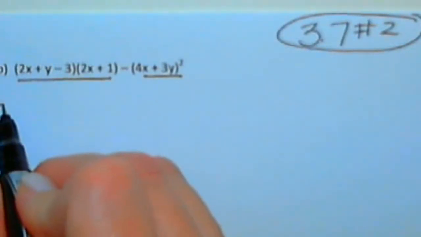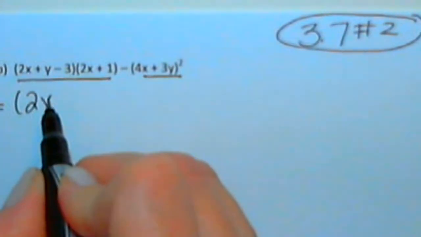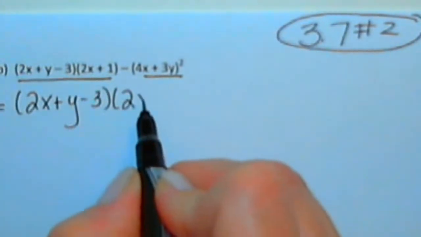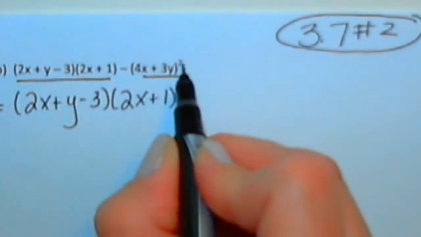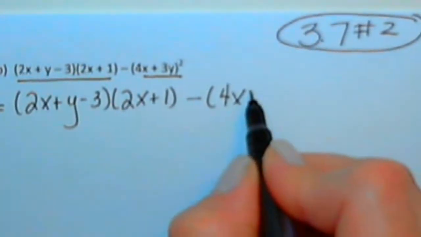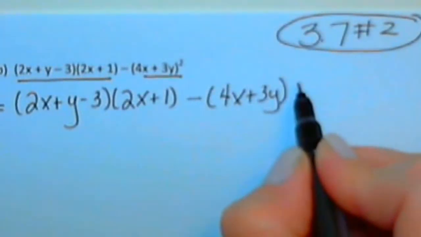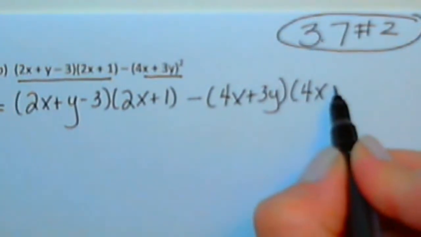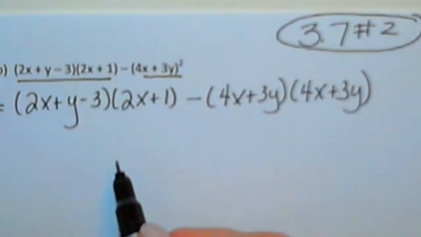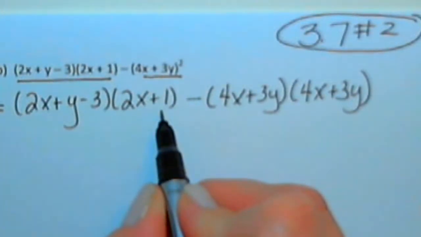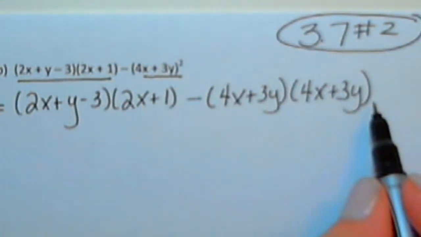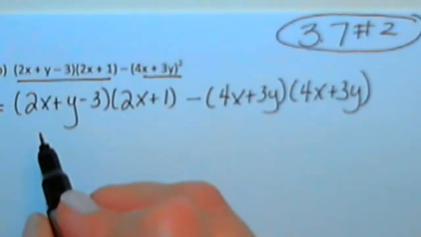What I want you to realize first of all is that the binomial with the squared sign after it should be written down twice so that you don't make any dumb mistakes. All right, we're going to deal with these two in brackets minus these two in brackets. So who gets passed out to who here?